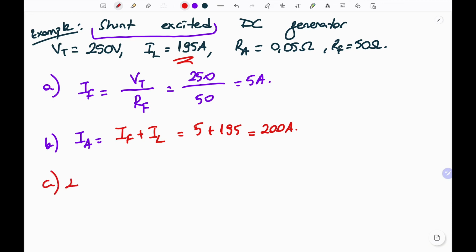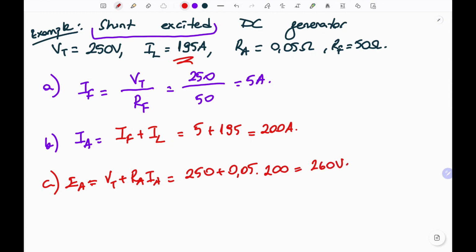Then let's calculate the internal generated voltage of EA. We have a generator operation, so EA must be the main supply. That means the terminal voltage and the voltage drop on the armature resistance will give us the EA value. So 250 is the terminal voltage, RA 0.05 ohms, and according to our current calculation of armature current, which is 200, so we have 260 volts.